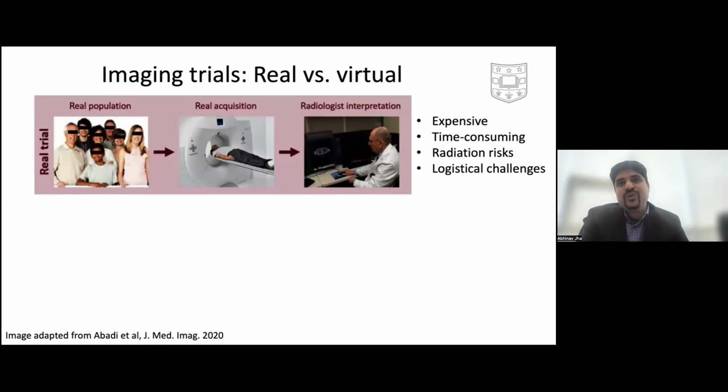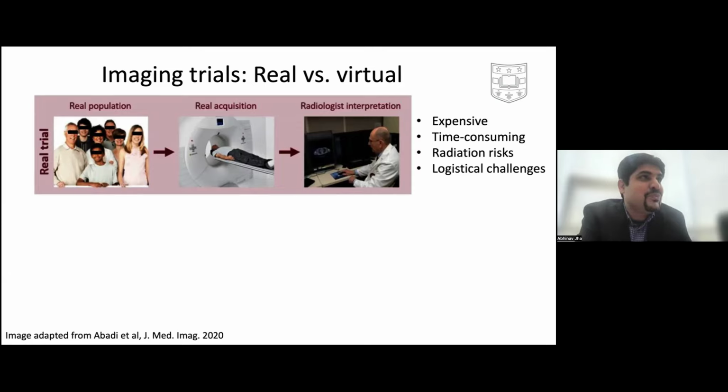Now, one way to do this would be to do a real imaging trial. Take a patient and tell them, go to Vancouver, a lovely place, you'll enjoy it, and then come back to maybe St. Louis, and then go to Johns Hopkins and UCSF and so on, and then get all your scans done, and we'll assess reproducibility.